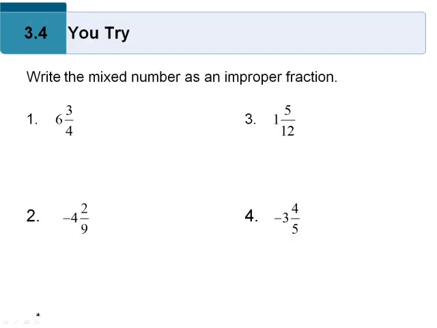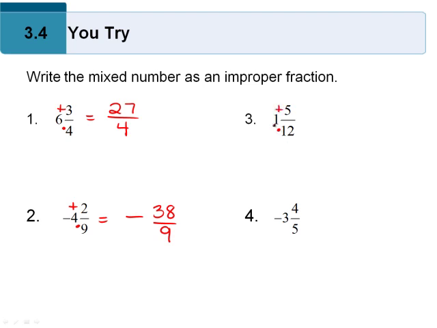All right, so try these on your own. Number 1, 6 3/4. So we're going to multiply. 4 times 6 is 24, plus 3 would be 27/4. Number 2, go ahead and put that negative sign there so you don't forget it. 9 times 4 is 36, plus 2 is 38/9.